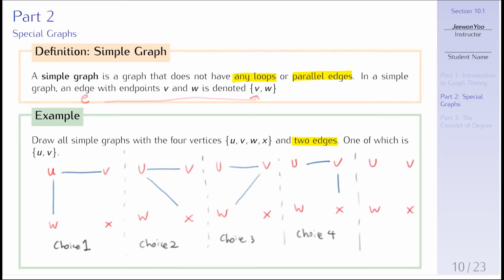The next simple graph that we can work out is, of course, we have to connect U and V, but the only other combination we can have is joining W and X. Okay, so these are the possibilities for simple graphs given these conditions. Okay, that's the end of the warm-up question.